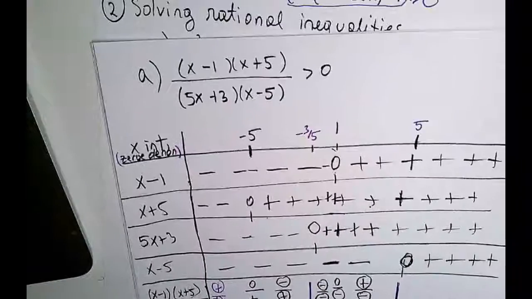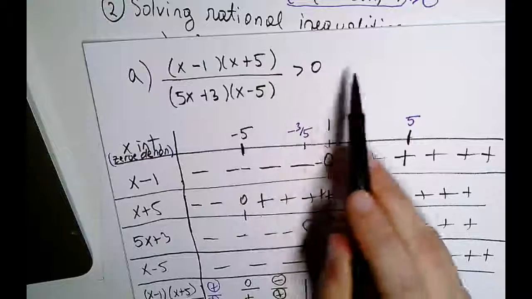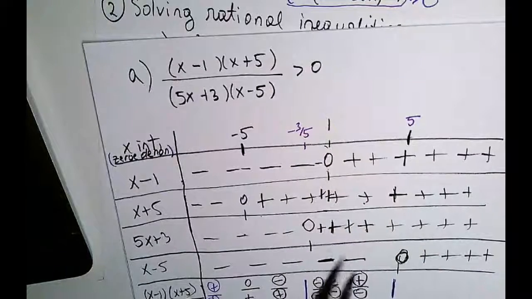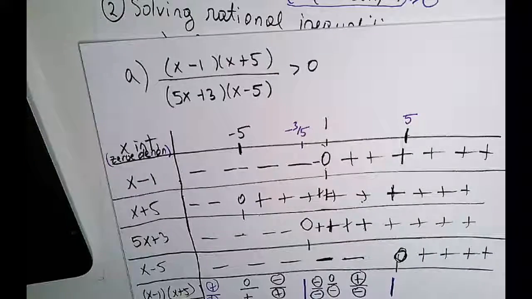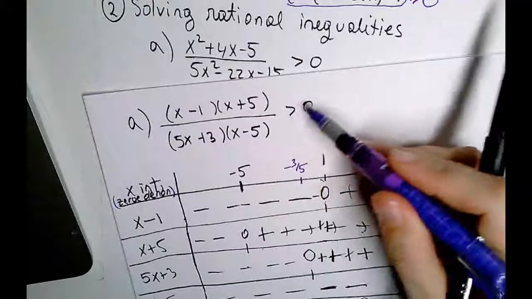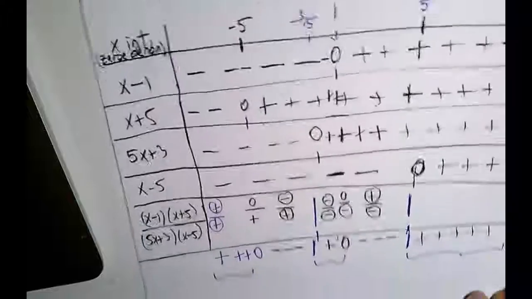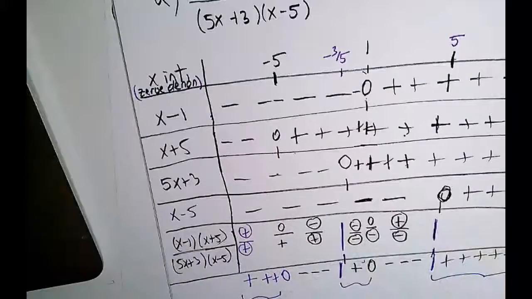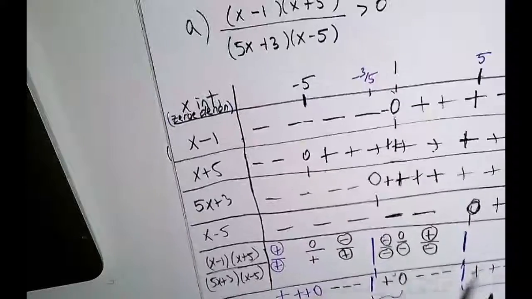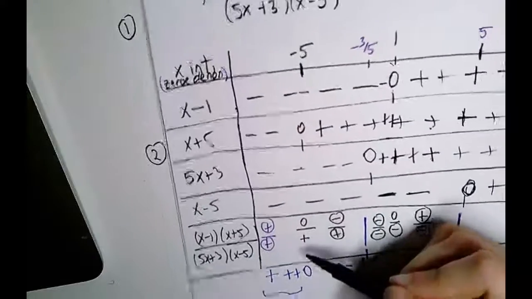So the answer to where is my rational inequality positive? Well, it's positive in here, in here, and in here. It's strictly positive, so we're not going to include 0, and we're not going to include where it's not defined. So how do we get the answer? Well, we just look at what x's are in here.